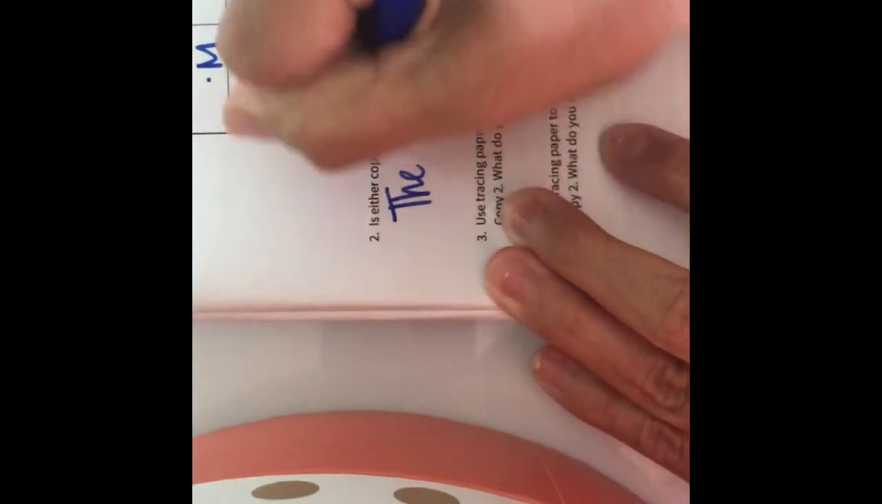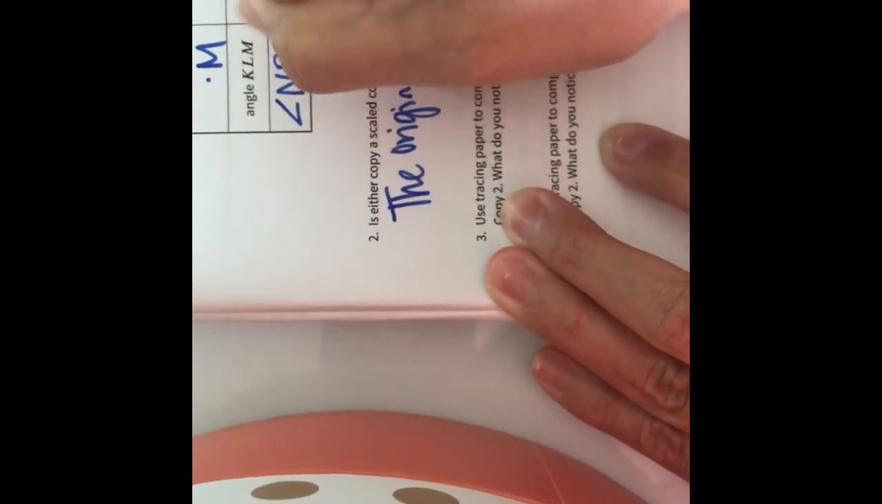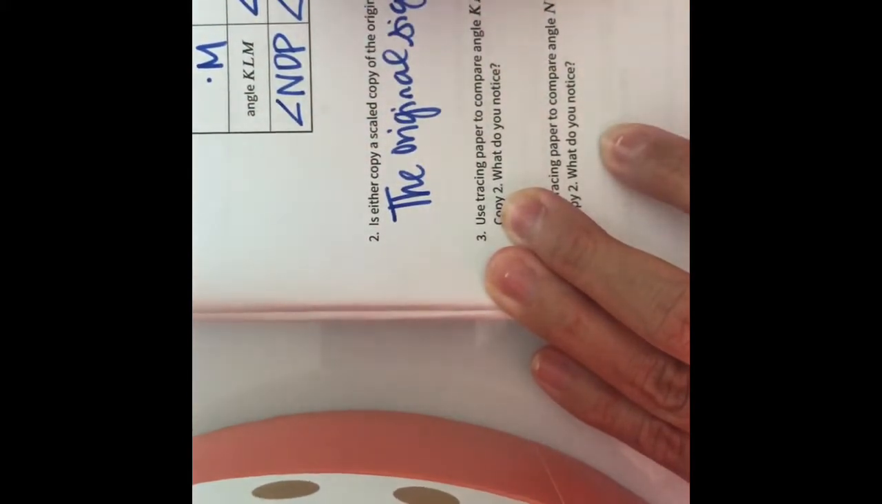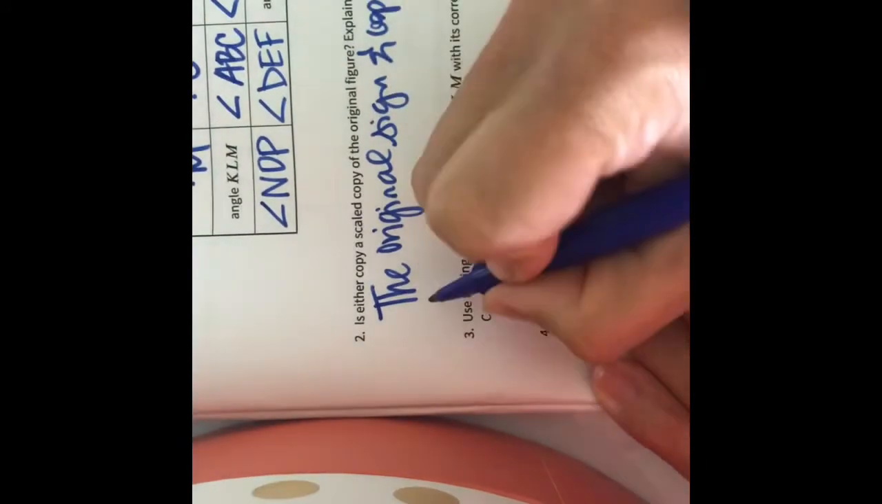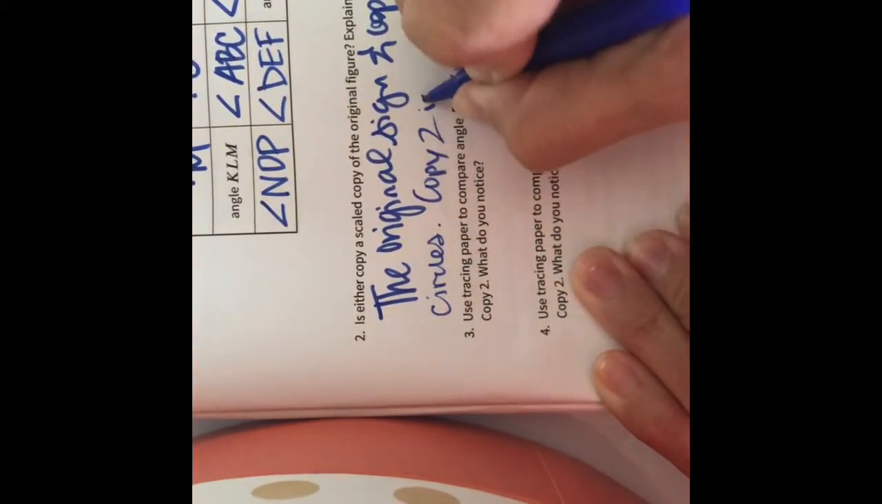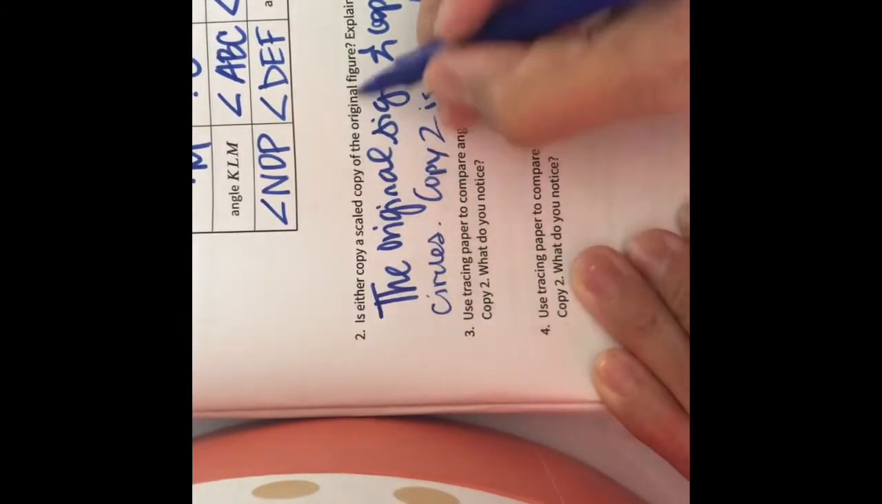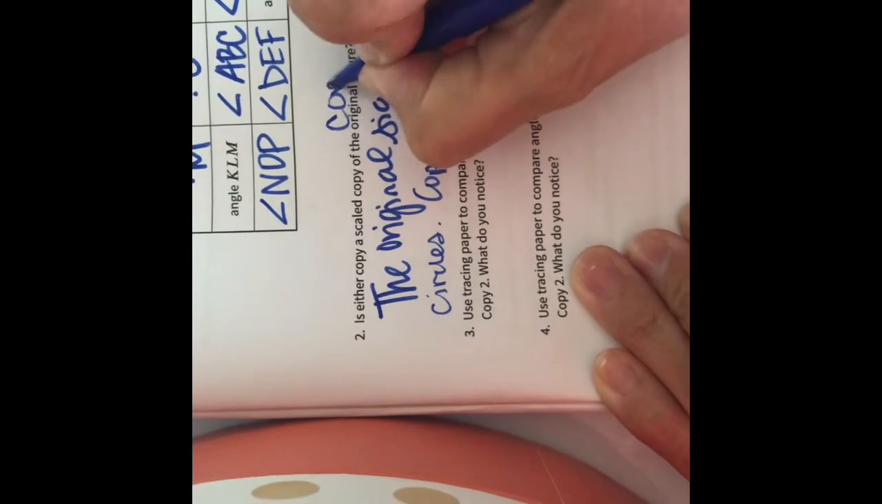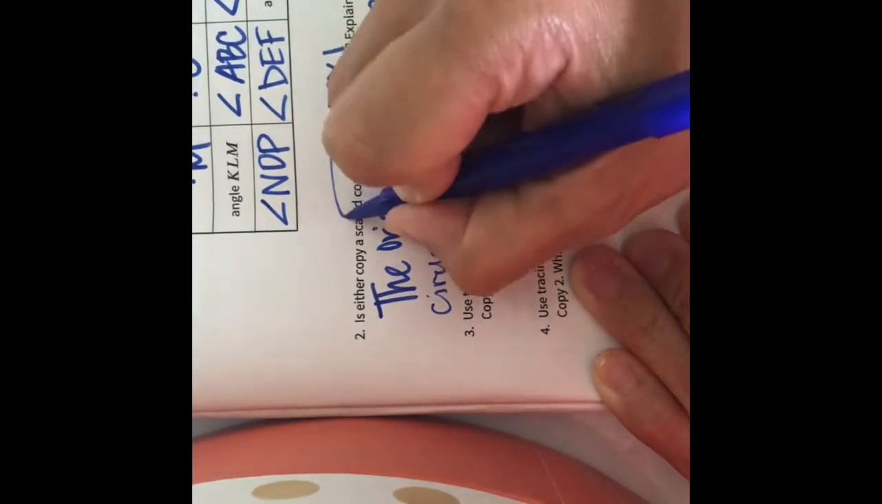So we can write that right here. We can say the original sign and copy 1 are both circles. Copy 2 is more of an oval. So is either copy a scaled copy of the original? Copy 1 is a scaled copy of the original.